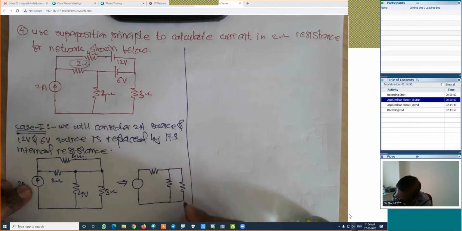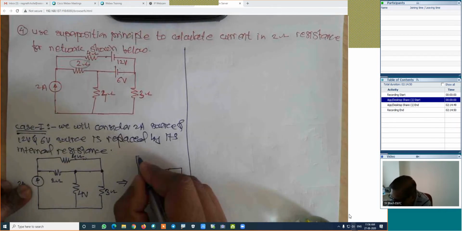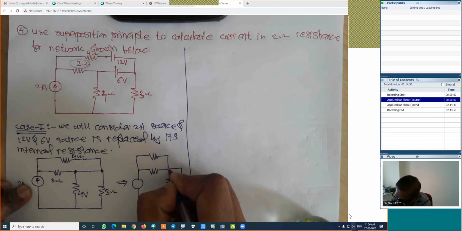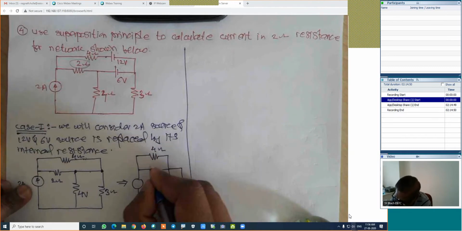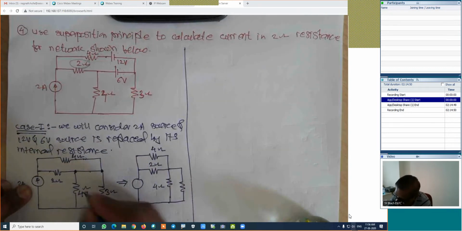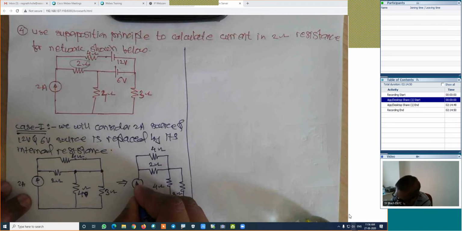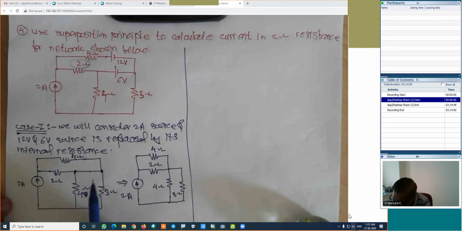What we have done is shift this point here. The next figure will be something like this. Are you getting me? This is 4 ohm. This is 2 ohm. This is 4 ohm again. This is not volt, this is ohm. And this is again 3 ohm. And here it is the 2 amperes. It means we just have this point shifted here.